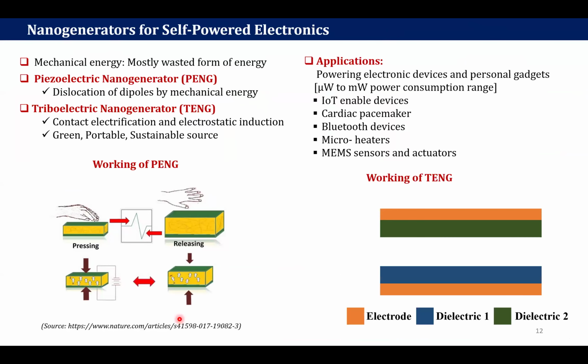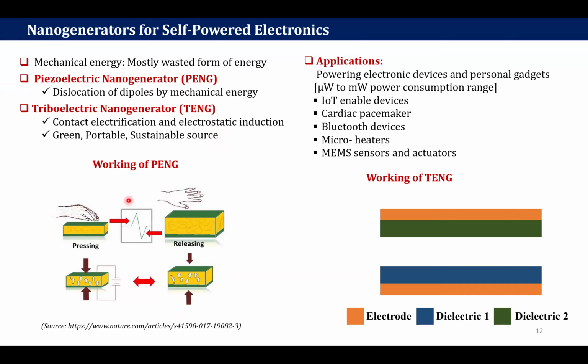Another important area we are into is nanogenerators. So what are nanogenerators? Basically, nanogenerators convert mechanical energy into electricity. Those are called triboelectric nanogenerators or piezoelectric nanogenerators. Piezoelectric nanogenerators are the conventional technology, where dislocation of dipoles is used for harvesting mechanical energy. In triboelectric nanogenerators, contact electrification along with electrostatic induction is utilized for energy harvesting applications.